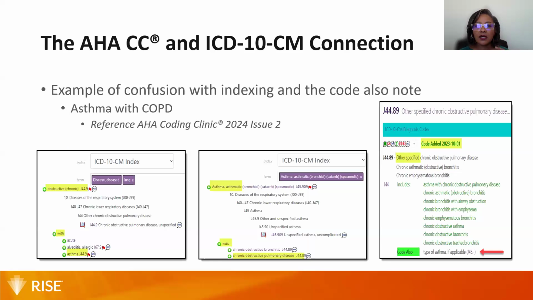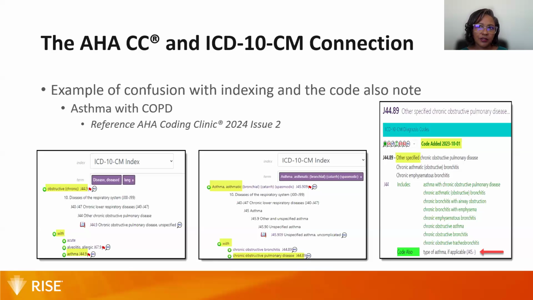So let's talk about the indexing when you have that. I'm going to talk about the code also, and the reason why there was a question submitted for asthma with COPD. Depending on how your documentation is written depends on how you search and how you index. We all index different ways sometimes. So we have two examples here. You have asthma with COPD, referenced in Coding Clinic 2024 Q2. If you were searching by COPD, and that's where your starting point was, you can see in my index, you have disease, obstructive, chronic, with asthma. You're directed to code J449. That's how we've been doing it for years. We can all agree on that, I'm sure.